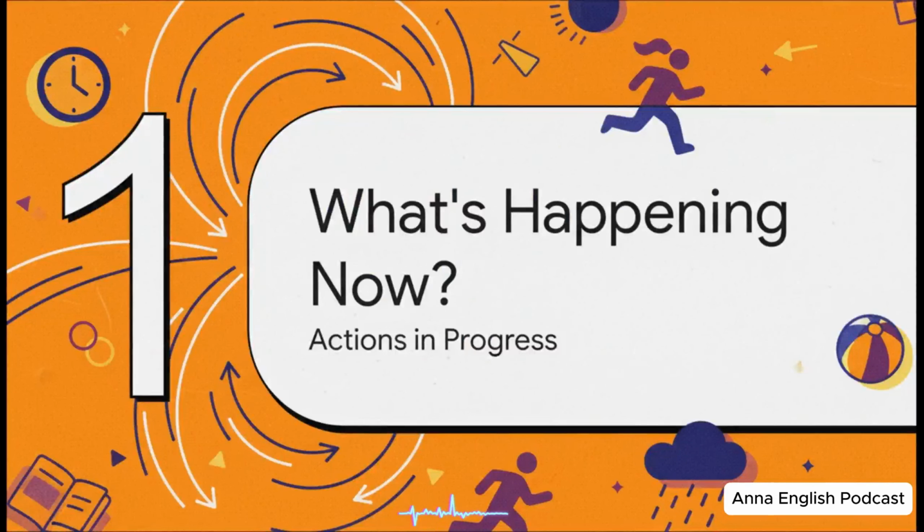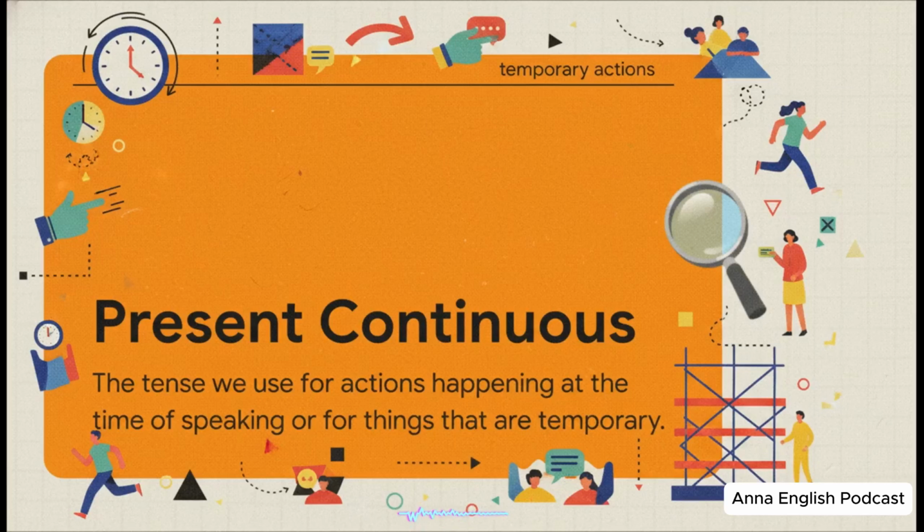All right, so first up, we need to master how we talk about these actions that are in progress. This is the absolute key to sounding natural and just talking about the world around you in real time. And the tool we're going to use is called the present continuous. Now, the name sounds kind of technical, I know, but the idea behind it is super simple. You use it for two main things: actions that are happening at the exact moment you're speaking, or things that are just temporary. They're not going to last forever. It is the tense for the now.